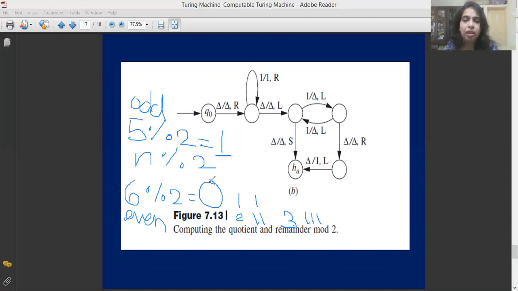Remember, 0 cannot be represented with the scheme that we have chosen. Here, a series of successive blanks, that is nothing onto the tape, simply means a 0. So let's start with this example. Let's see how to do it.